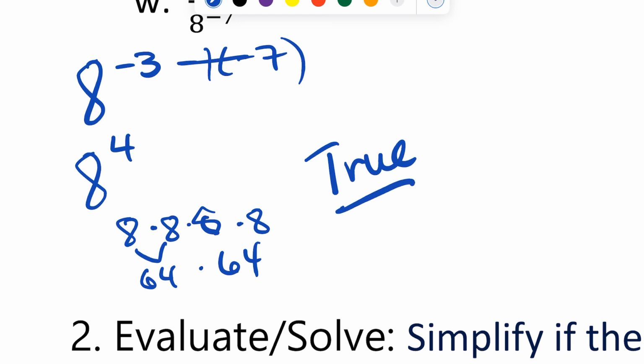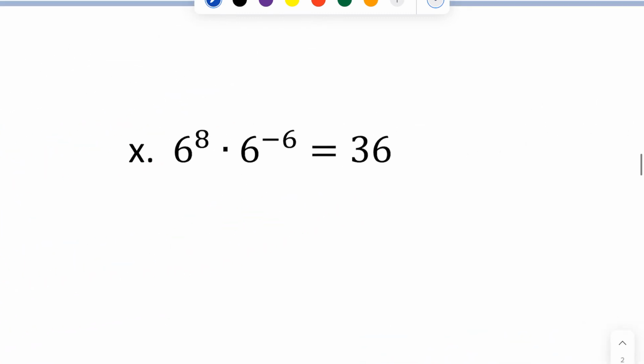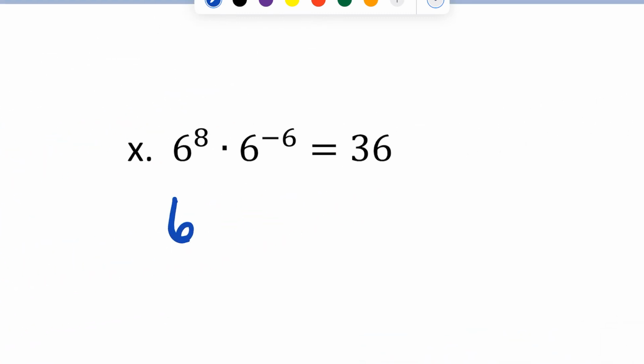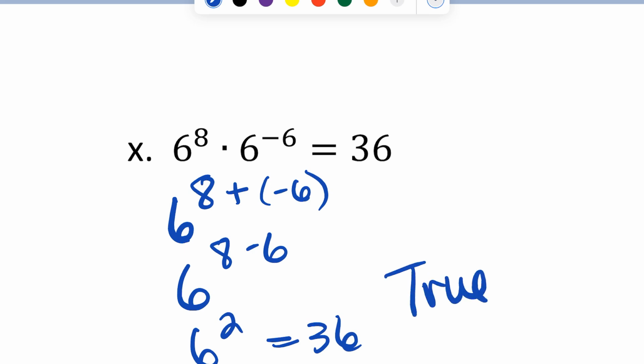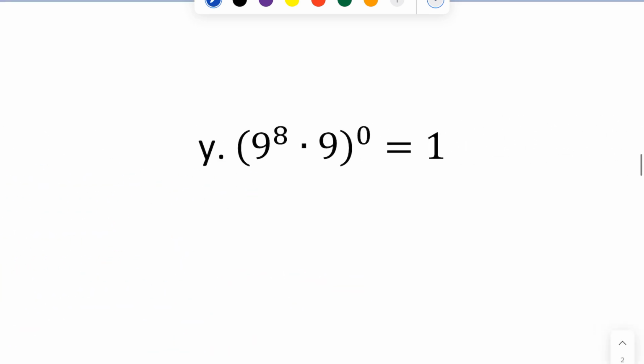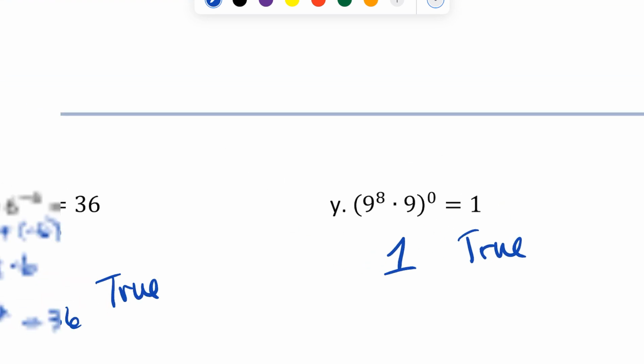That is true. This one, I write down my base, I add my exponents. So this would get me 8 minus 6, which is 6 to the 2nd power, which is 36. So that is a true statement. Anything raised to the 0 power except for 0 is a 1, so that is a true statement.